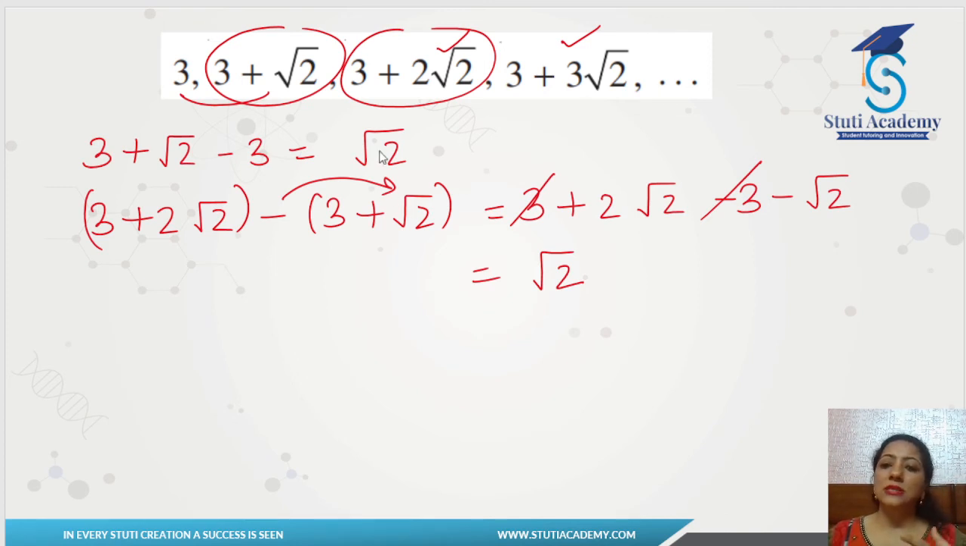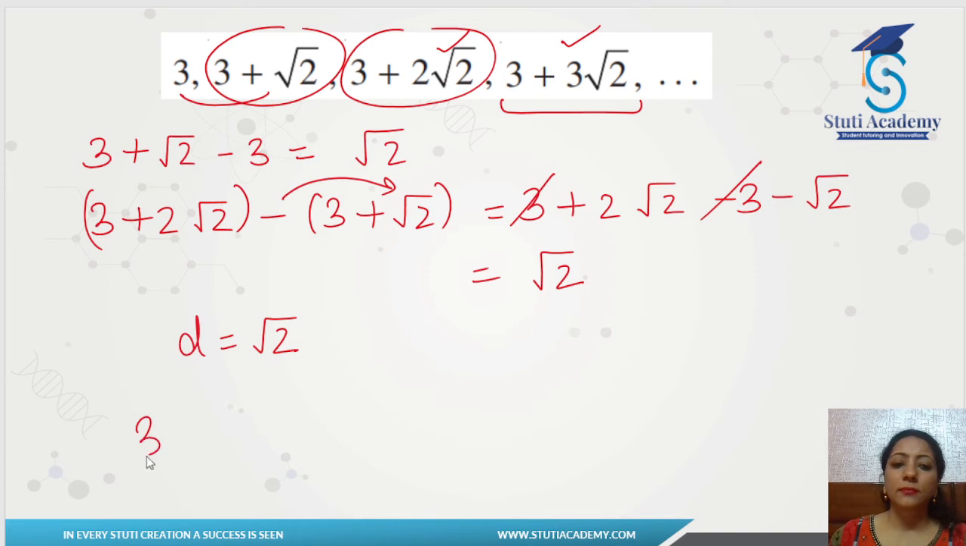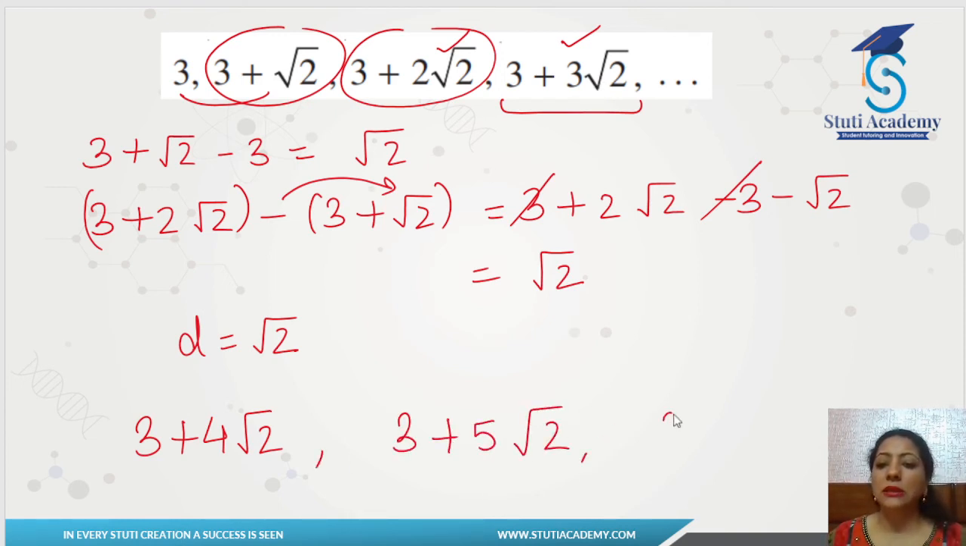Even if you take these two, you will find the difference between them as root 2. So every time the difference here is root 2, that means we are adding root 2 every time to get the next term. So yes, this is an arithmetic progression with the common difference root 2. The next term after this one would be 3 plus 4 root 2. To this 3 plus 3 root 2, we add root 2 and get 3 plus 4 root 2. Then we have 3 plus 5 root 2, and the next term is 3 plus 6 root 2.